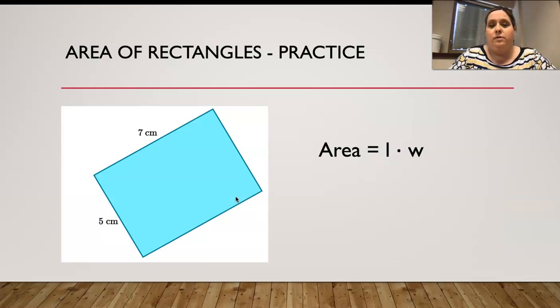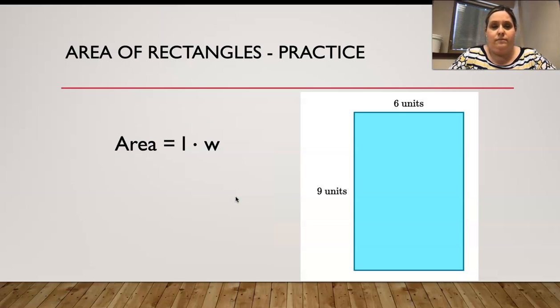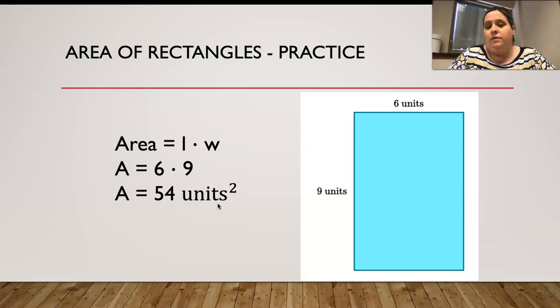Here's another one. So our length is 7 centimeters, our width is 5, and we get 35 centimeters squared. Area equals length times width. So our length in this instance should be 6. Our width should be 6. Our length should be 9. Or 54 squared units, because they say units here.